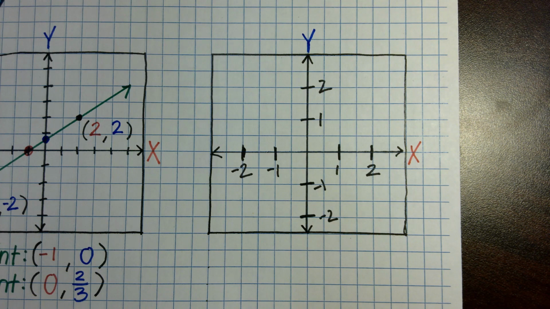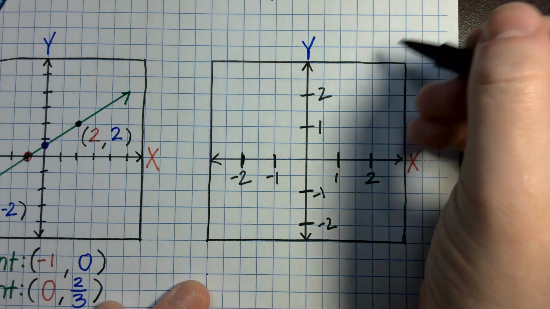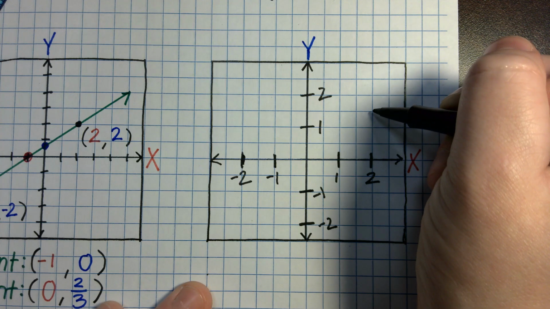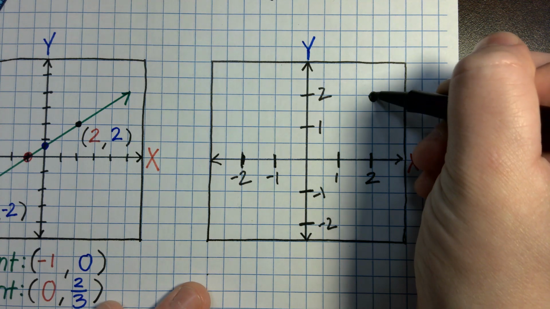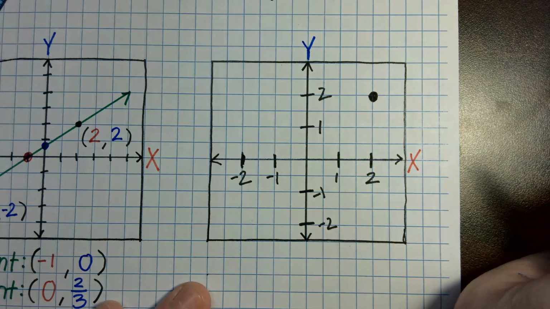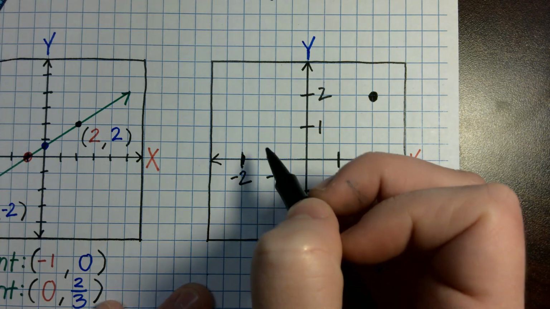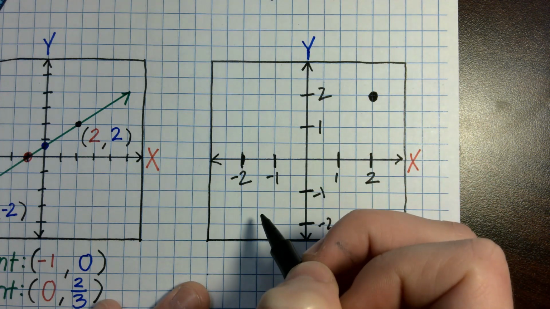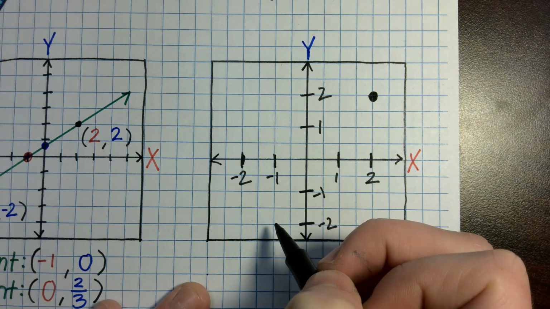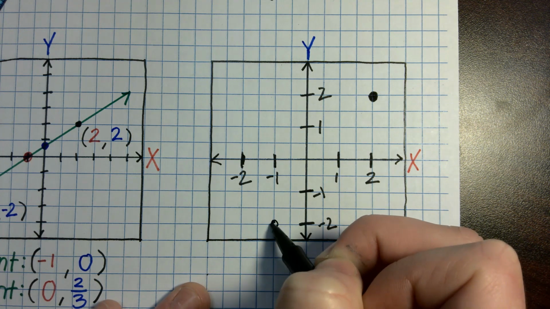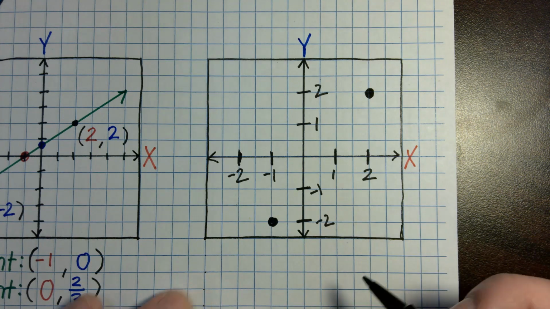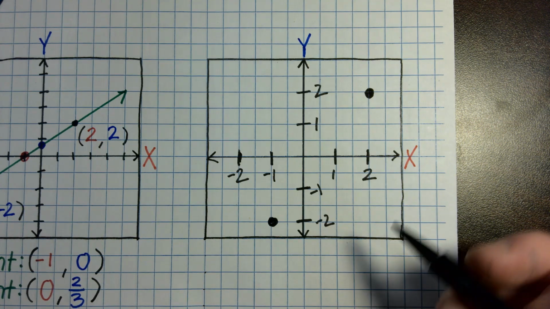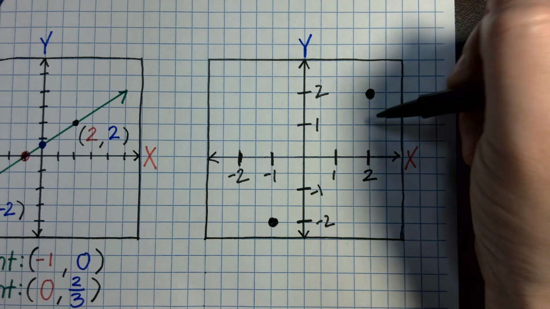Okay. First, let's do this point. And let's do this point. And then we're going to label these with their names, or with their coordinates.